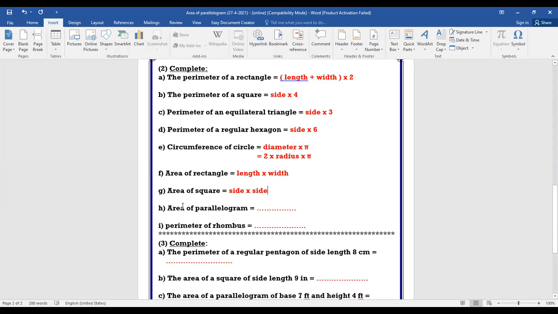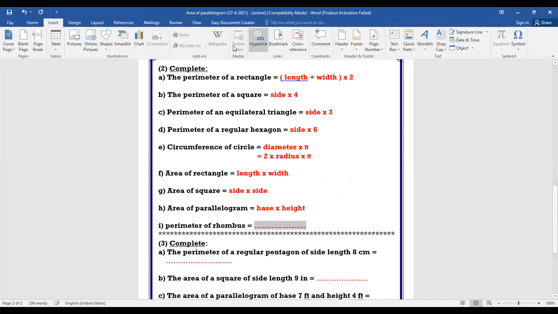Today's lesson is the area of a parallelogram. We said it is base multiplied by height.